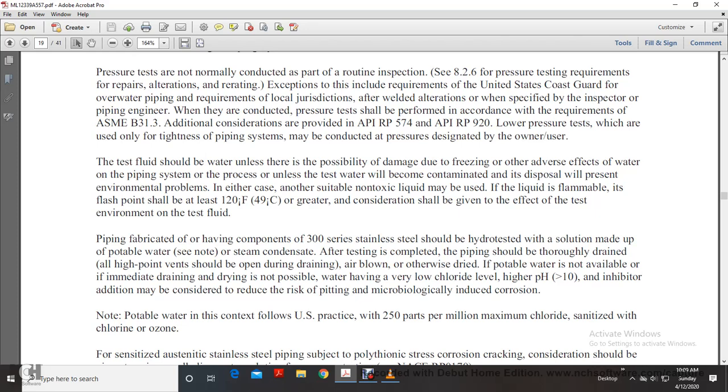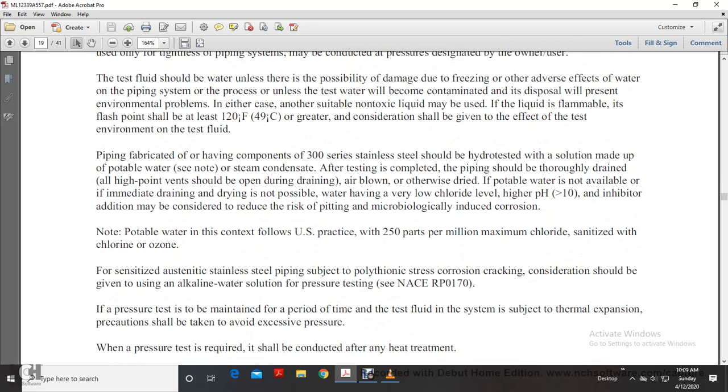If the liquid is flammable, it should have a flash point of at least 120 degrees Fahrenheit. Greater consideration should be given to the effect of the test environment on the test fluid. Piping fabricated with components of 300 series stainless steel should be hydro-tested with a solution made up of potable water. See note on steam condensation.